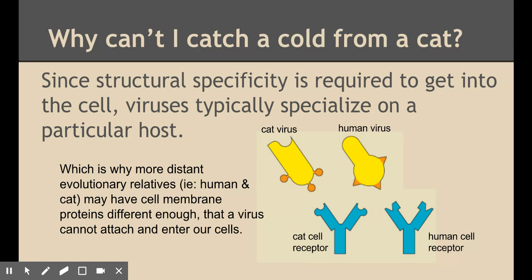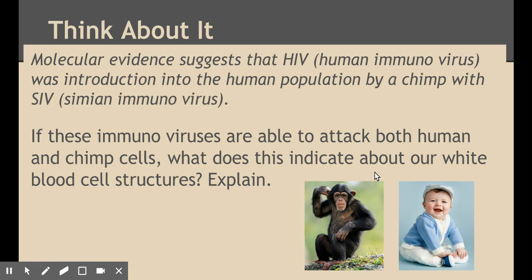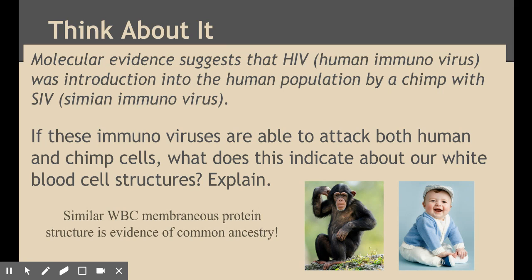So if we go back to our cat and human cells, we said we don't catch cat viruses because our cells are very different from one another. If we look over here, you have chimps and humans catching the same virus, which indicates that we actually are much more similar to each other. And we do find that when you look at the immune system specialized cells of chimps and humans, they have a lot of the same structures, a lot of the same protein markers on them. Again, similar white blood cell membranous protein structures. And this would be examples of common ancestry.